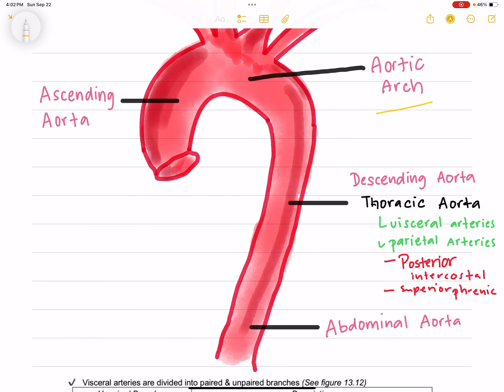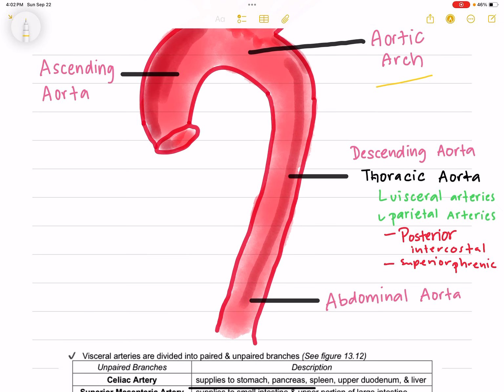Okay, so the descending aorta is the longest part. It extends through the thorax and abdomen to the upper margin of the pelvis. It is divided into the thoracic aorta. The thoracic aorta has visceral arteries and parietal arteries. The visceral arteries supply the thoracic organs and the parietal arteries supply the thoracic walls. Next, we have the posterior intercostal arteries, which extend between the ribs and supply the intercostal muscles.